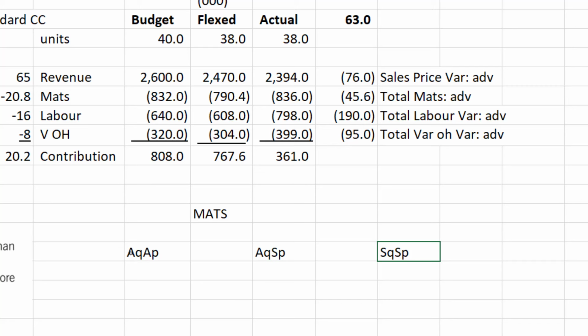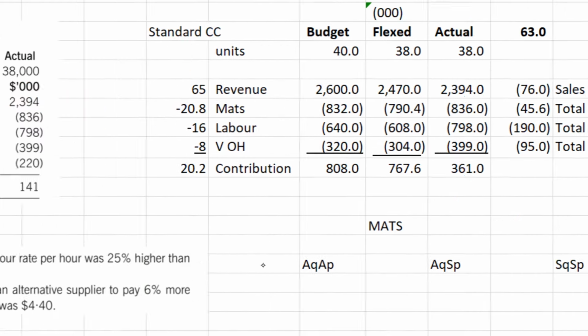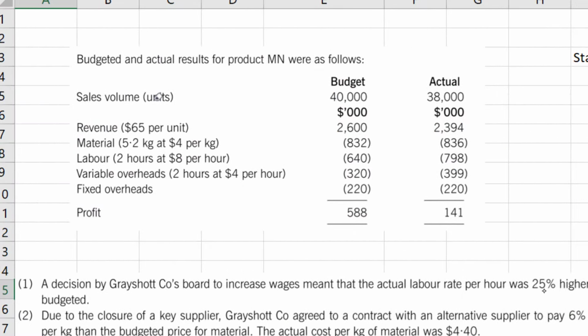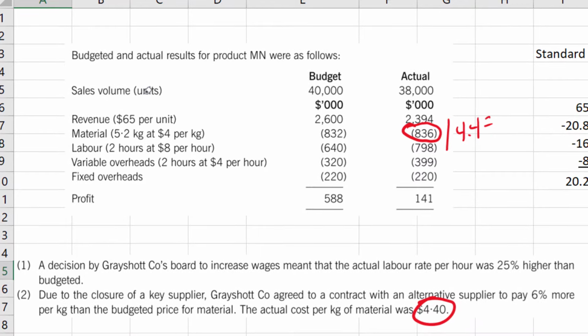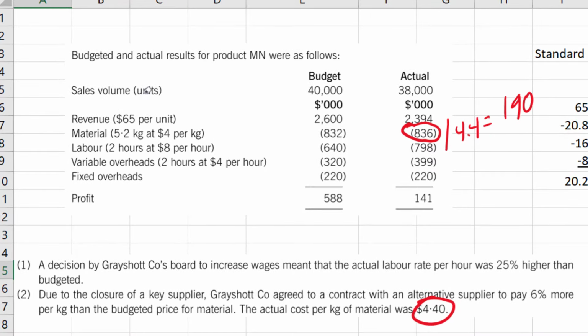Now, we have one mystery. Look at this. We know the actual spend. We know the actual price that we paid. We don't know the actual quantity. But if we took the actual spend and divided by the price that we paid, that would come to 190. 190 kilos were put in at a price of 4.4 to give me a total cost of 836.